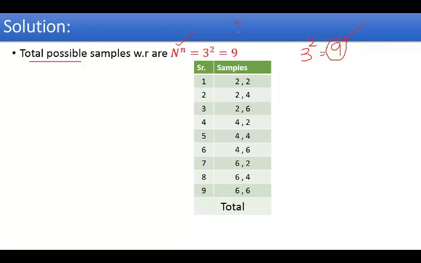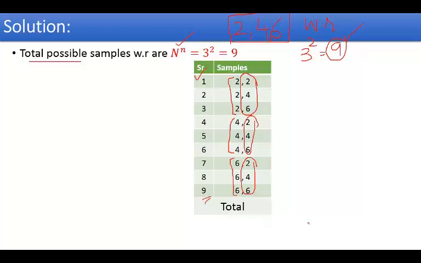Because you had the population of 2, 4 and 6, the total possible samples of size 2 from this population are listed here. 2 can come with 2 because it is with replacement. Remember, it is with replacement. So 2 with 2, and then 2 with 4, 2 with 6. Similarly, 4 with all 3 numbers, and similarly 6 with all 3 numbers. So it is very easy to write all possible samples with replacement, because all 3 numbers will be repeated with 2, and then all 3 numbers will be repeated with 4, and then all 3 numbers will be repeated with 6, and so on. There are total 9 possibilities, right?